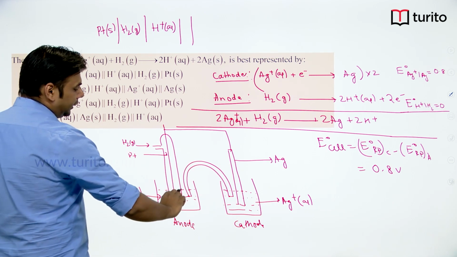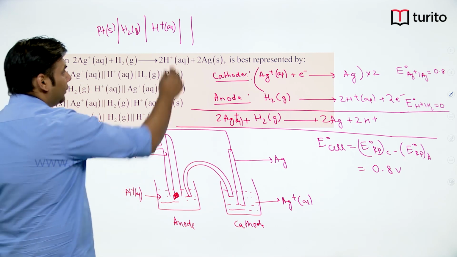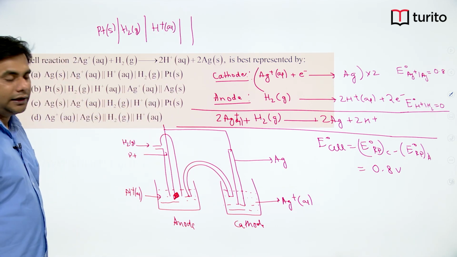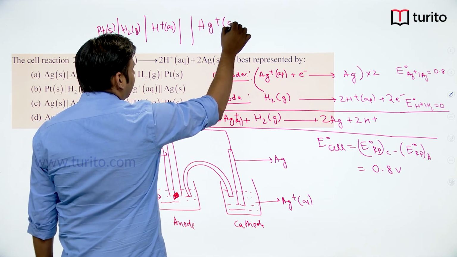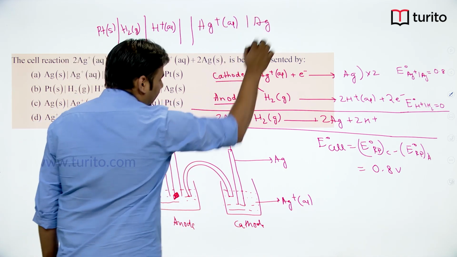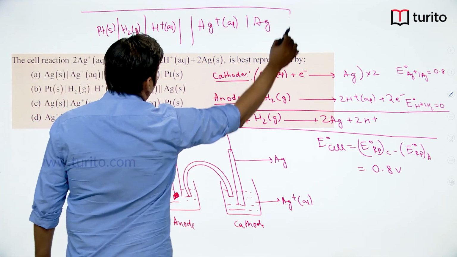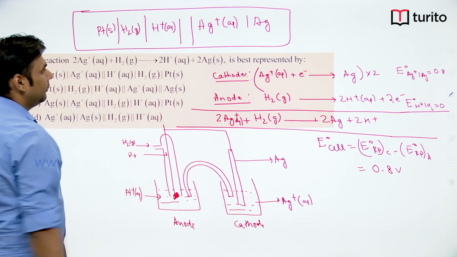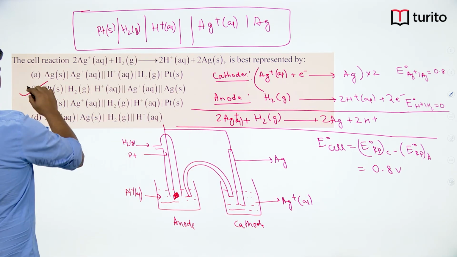Now I will enter into the salt bridge and go towards the cathode, so I have a double bar indicating that the salt bridge is there. When I enter into the solution, I will get silver ion, and then I will catch the electrode, that is silver. Because they are in different phases, they will be separated by a bar. So this is how I write this cell. You can see this, the answer will be this.